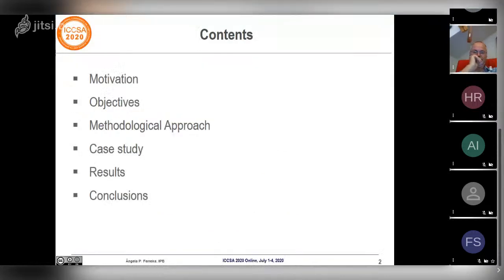I will start with a preview of the presentation. After the motivation and the objectives of this work, the methodological approach and some details of the case study will be introduced, followed by the main results and finally the conclusions.